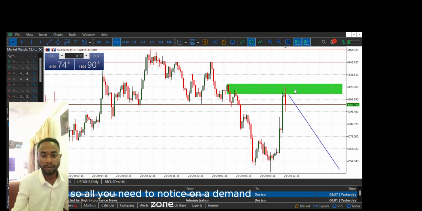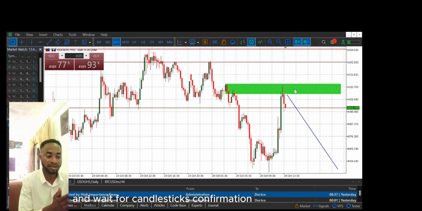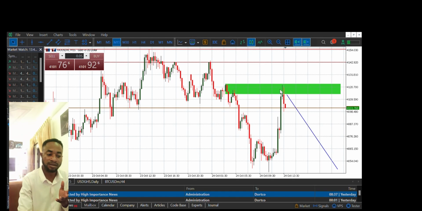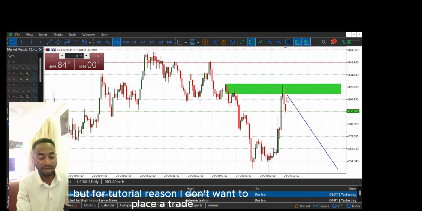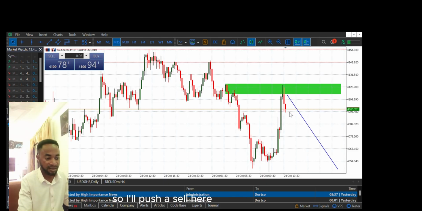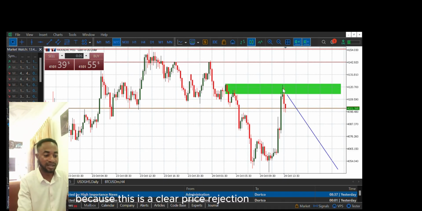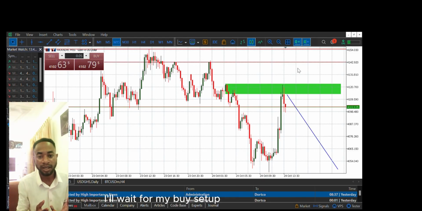What you need to notice is, on a demand zone we buy, and under resistance we sell. You just take that into your head and wait for candlestick confirmation. So patiently, we can see we have a price rejection. If you want to sell, you can sell because we have a strong momentum. This is a price rejection, but for tutorial reasons I don't want to place a trade, so I'll push a sell here and set my stop loss above somewhere here because this is a clear price rejection. And once I set my stop loss and price kicks me out, I'll wait for my buy setup here.